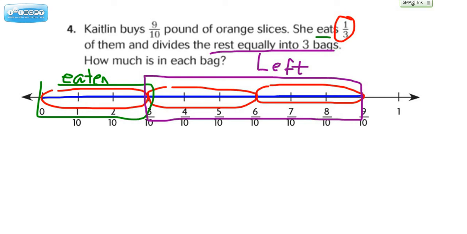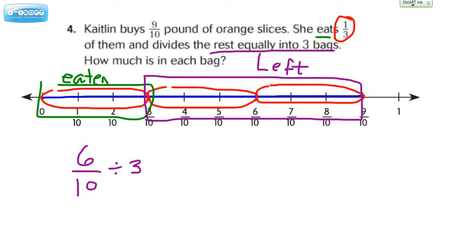Now let's look and count how many tenths pieces we have. We have 1/10, 2/10, 3/10, 4/10, 5/10, 6/10. We have 6/10 left. And we're basically dividing that by 3. We're taking that amount and we're dividing it by 3.